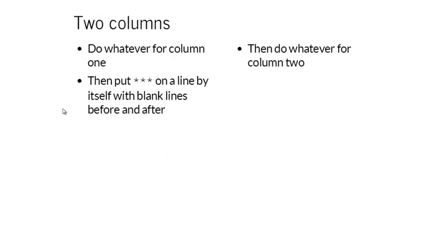Okay, you can do 2 columns, right? So 2 columns is really easy. Basically you just have the slides specified in the ordinary way, but you put a bunch of content, and then on a line by itself, and I could only get it to work when I had a blank line before and after, you put 3 asterisks, and then it'll dump it into 2 columns.